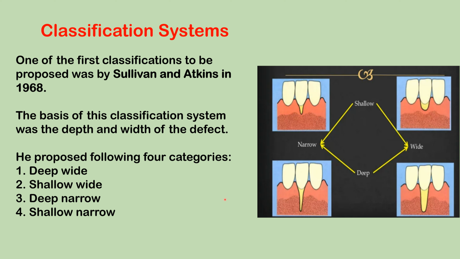So talking about the classification systems of gingival recession, there are many classification systems, but we'll be discussing a few of them. One of the first classifications to be proposed was by Sullivan and Atkins in 1968, and the basis of this classification was the depth and width of the defect. According to Sullivan and Atkins, there are four categories of gingival recession: deep wide, shallow wide, deep narrow, and shallow narrow. This classification, though simple, is subject to open interpretation of the examiner and inter-examiner variability. Therefore, it is not reproducible.